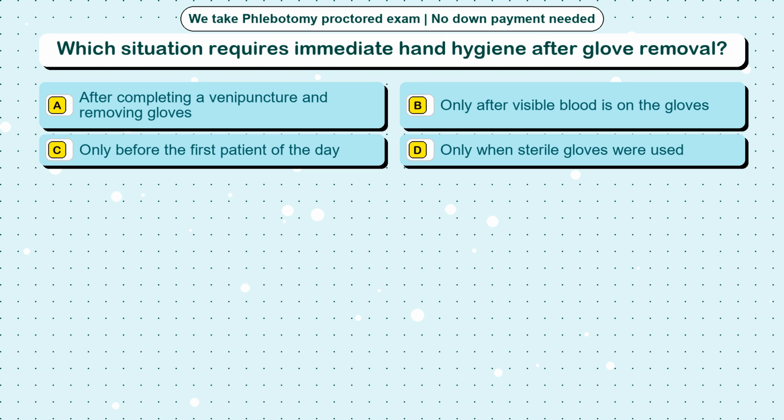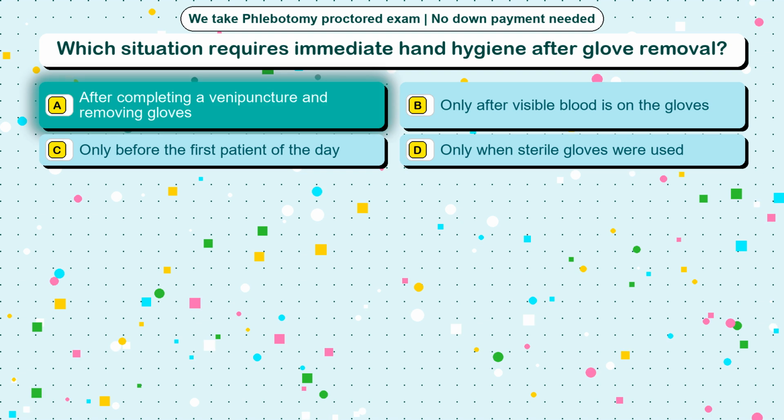Option A, after completing a venipuncture and removing gloves. Option B, only after visible blood is on the gloves. Option C, only before the first patient of the day. Option D, only when sterile gloves were used. The correct answer is option A, after completing a venipuncture and removing gloves.